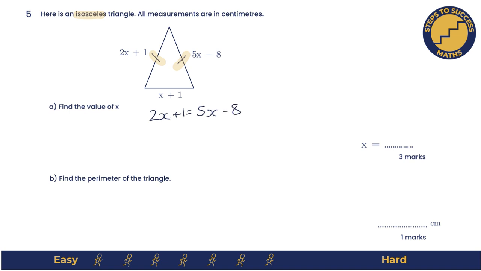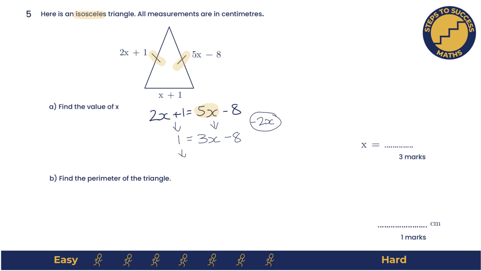So start with the side with the most x's. So that's the 5x side. And get rid of the x's from the other side. So to get rid of 2x, we need to subtract 2x. So we've got 1 is equal to 3x minus 8.